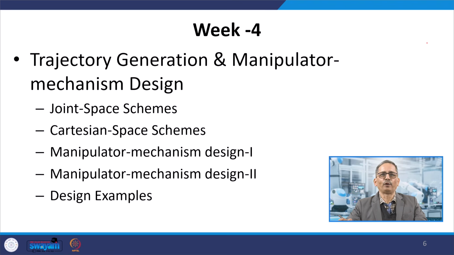In week 4 we are going to study trajectory generation and manipulator mechanism design. Here we will be seeing the trajectory in the joint space form and the Cartesian space form. For manipulator mechanism design, 2 lectures are dedicated. In the first lecture we will be seeing some of the basic concepts, and then in the second lecture we will be seeing the implementation of those concepts, and in the last lecture we will be seeing an example of the design of the SCARA robot.